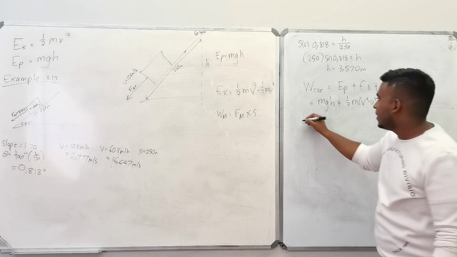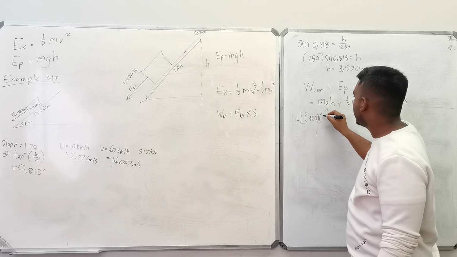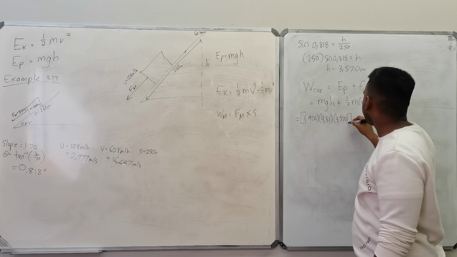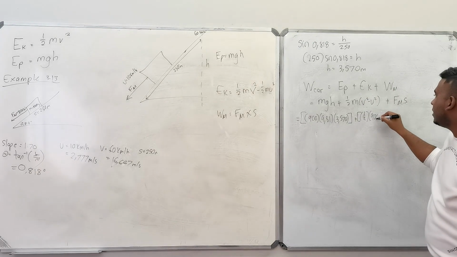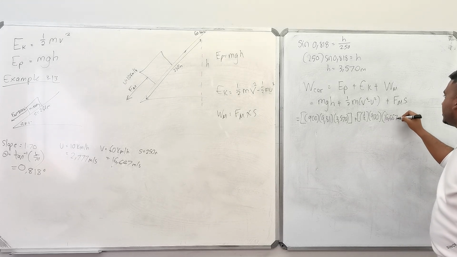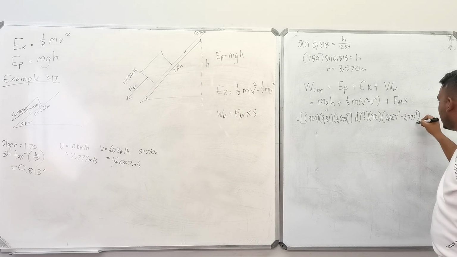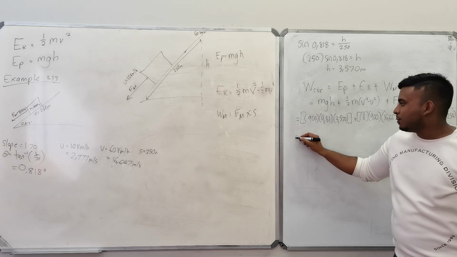This here would be 900 times 9.81 times 3.570, plus half times 900 times (16.667 squared minus 2.777 squared), plus, and then this part here would just be 800 times 250. Okay, so for this first portion, what is it?